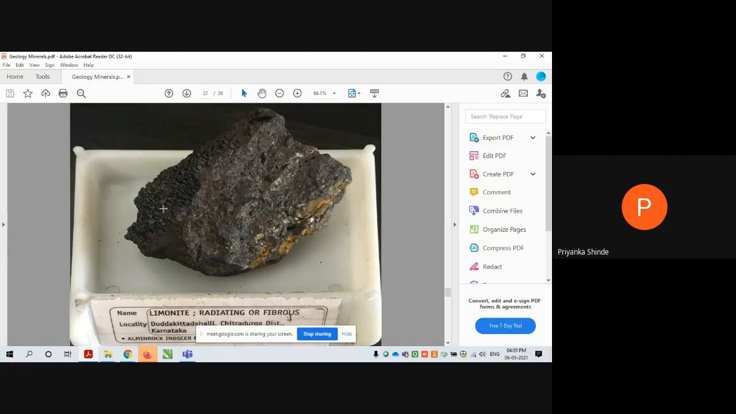Then its occurrence, if you see the form, it is radiating, okay, or globular. If you see this particular face of this side of the mineral, it has a very beautiful structure, wherein you can see needle-like structure coming out or radiating from a common point, and each such structure has a globular form. Okay, so that is limonite.